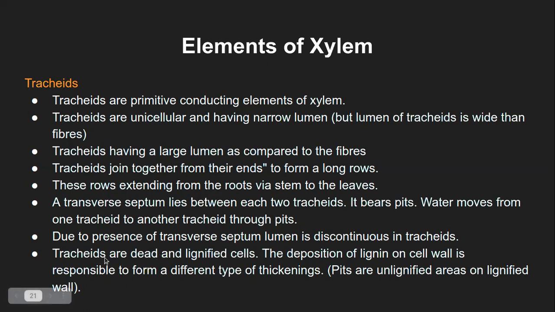And tracheids are dead and lignified cells. So over time, they become dead and they just remain as a physical structure. And they have lignified cells. That means their cell wall contains a lot of lignin, which is a polymer compound, and that is what makes it very stiff as well. So the deposition of lignin on the cell wall is responsible for forming different types of thickening. So that thickness is because of the lignin.